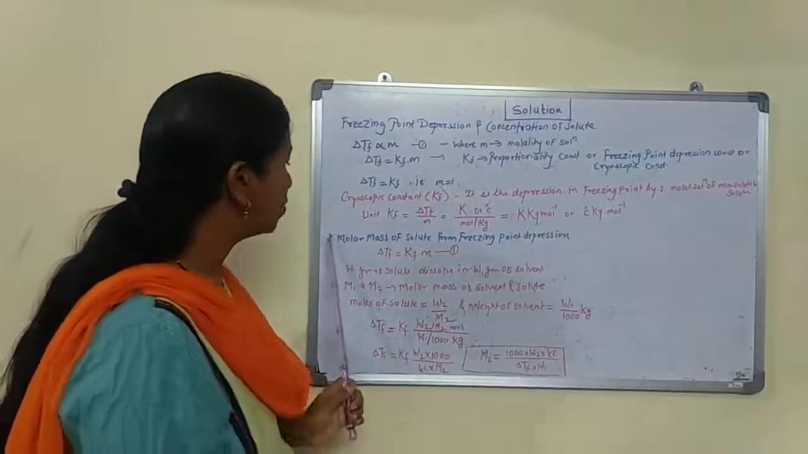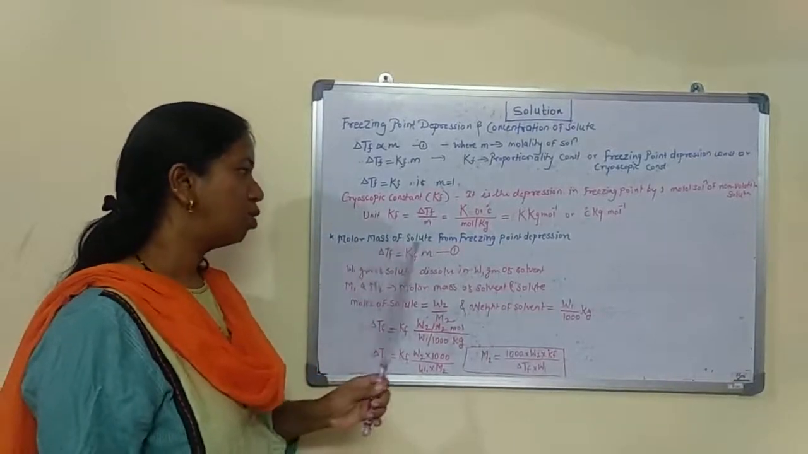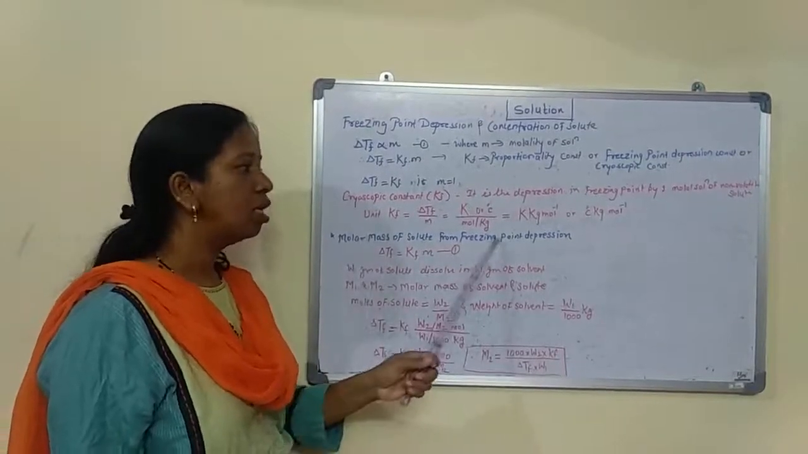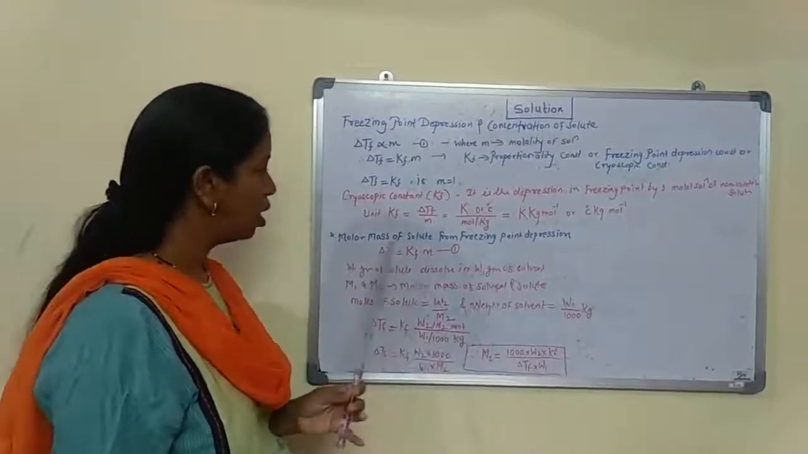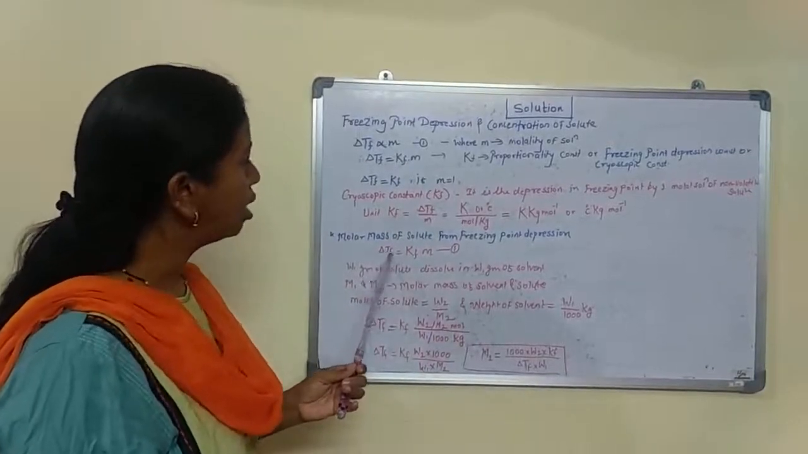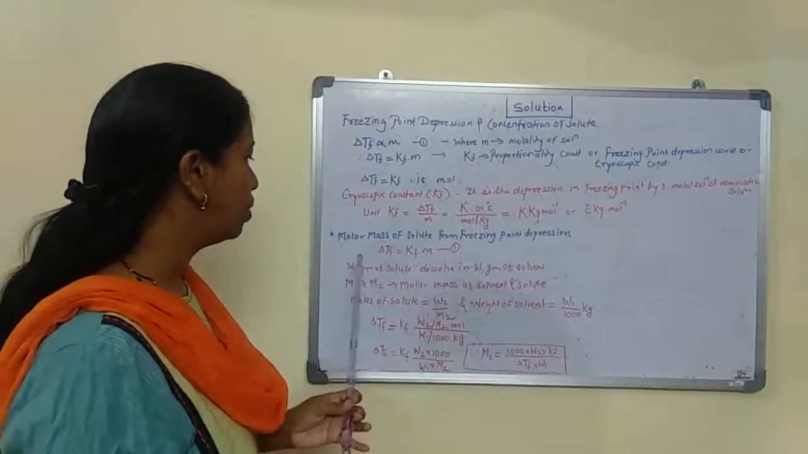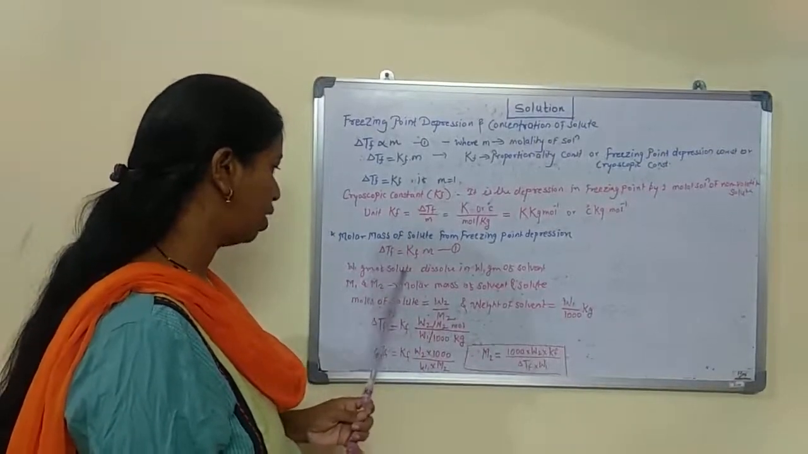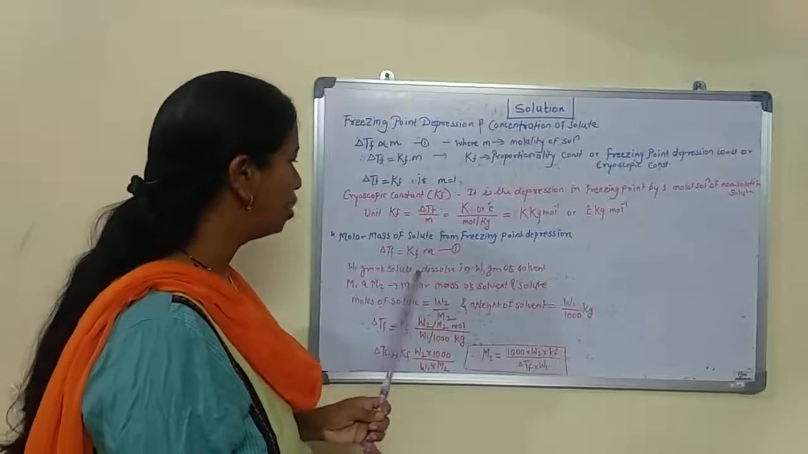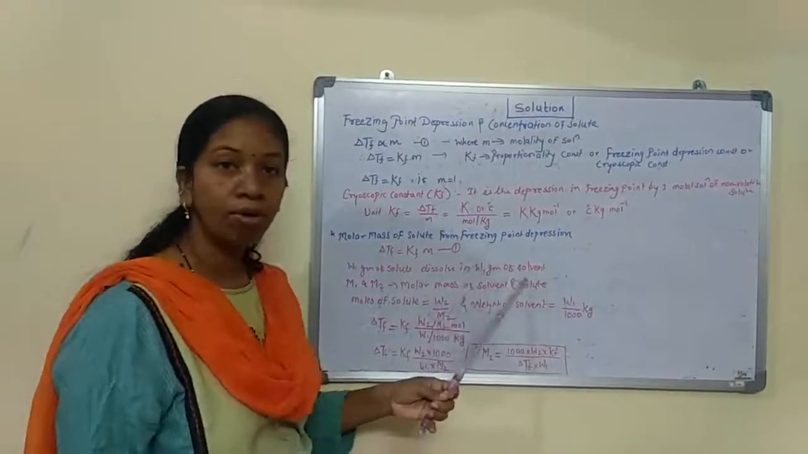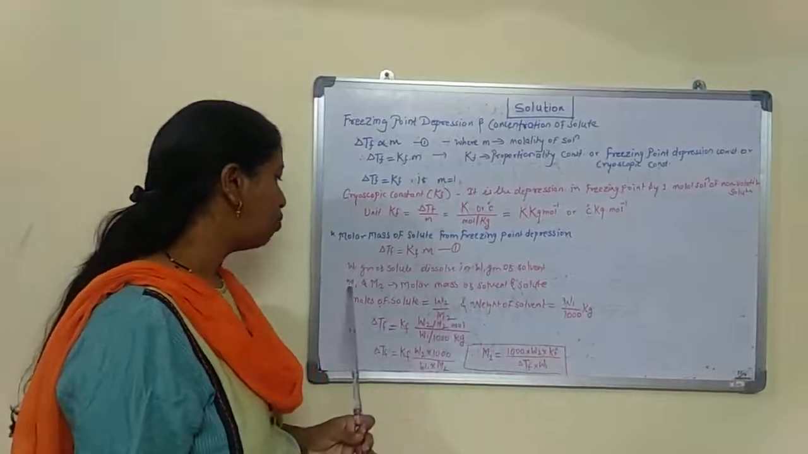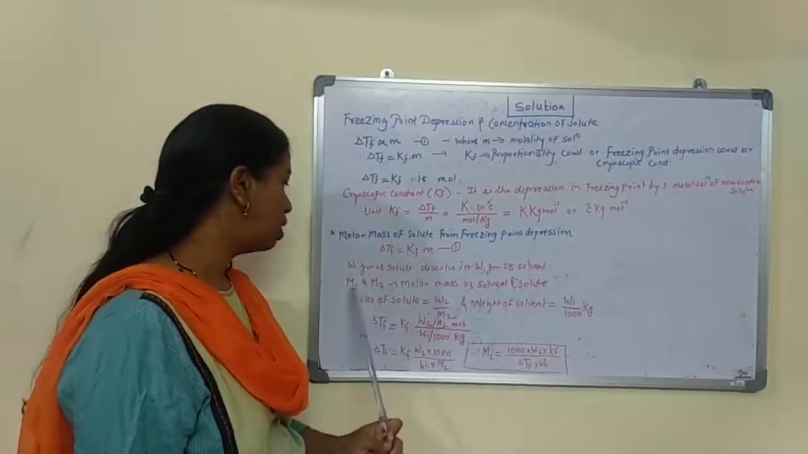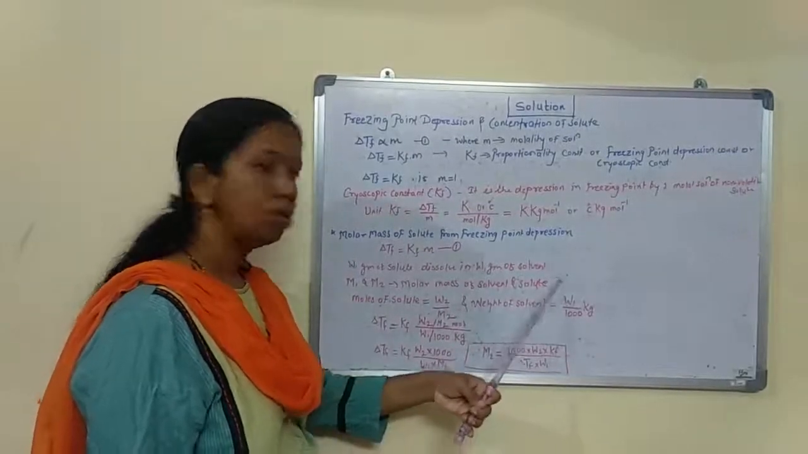Okay. So the next one is the molar mass of solute from freezing point depression. How are we going to calculate the molar mass of solute from freezing point depression? We have the relation delta TF equals KF into M. We take W2 gram of solute, which is dissolved in W1 gram of solvent, and M1 and M2 are the molar masses: M1 is the molar mass of solvent and M2 is the molar mass of solute respectively.